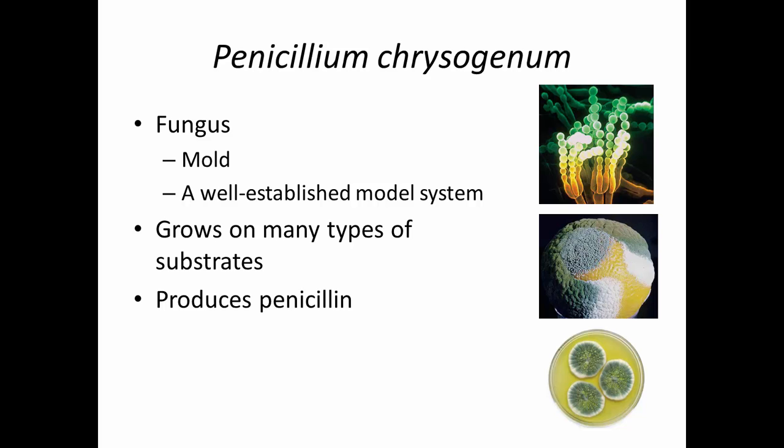It grows on many types of substrates. It certainly loves to grow on nutrient agar. It can also grow in relatively harsh environments. You can see here this Penicillium is covering the skin of an orange. So it's probably not the most hospitable climate for a mold to grow, but Penicillium can do it. And what is Penicillium most known for? It produces penicillin, the antibiotic.